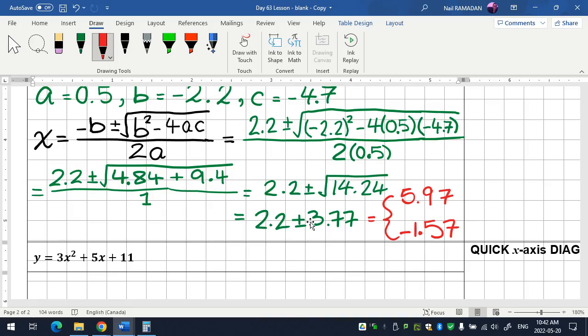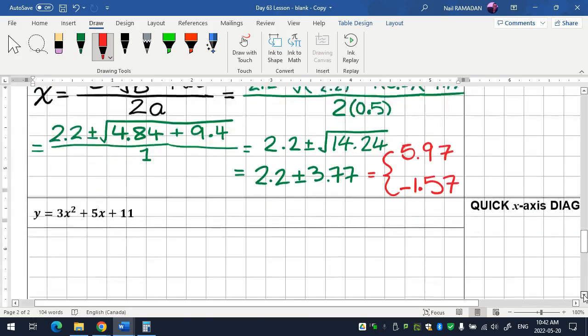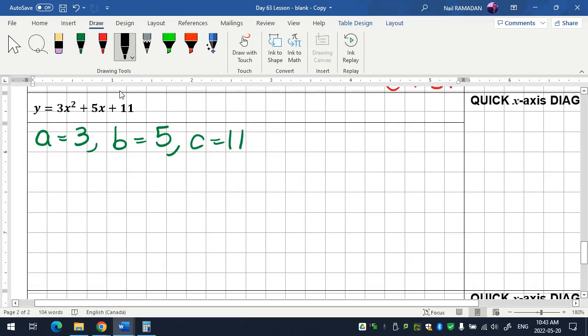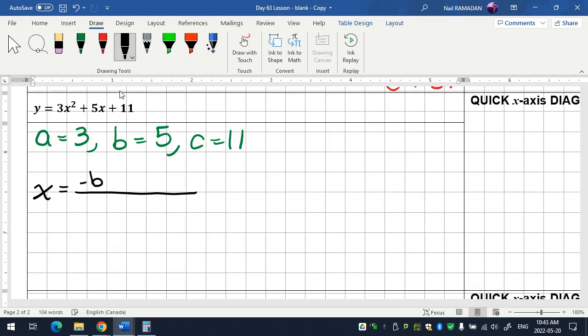So let's do this real quick. Most of you are almost done. So what's my A, what's my B, what's my C? Come on. Yes, 3 and 5 and 11, all positive, so that's fine. Okay, let's start with the equation. X equals, negative B plus minus square root of B squared minus 4AC, divided by 2 what? 2.